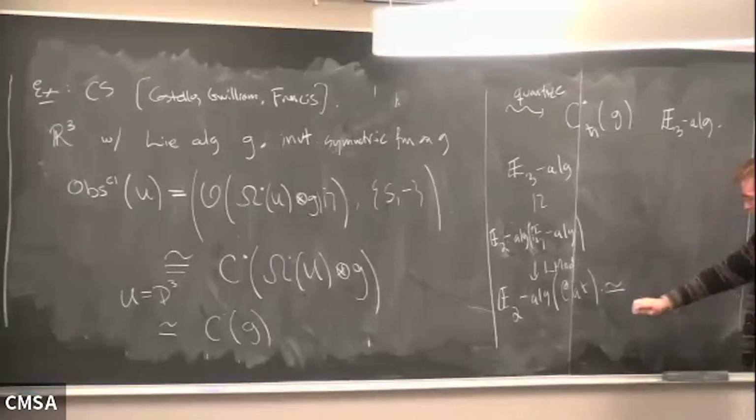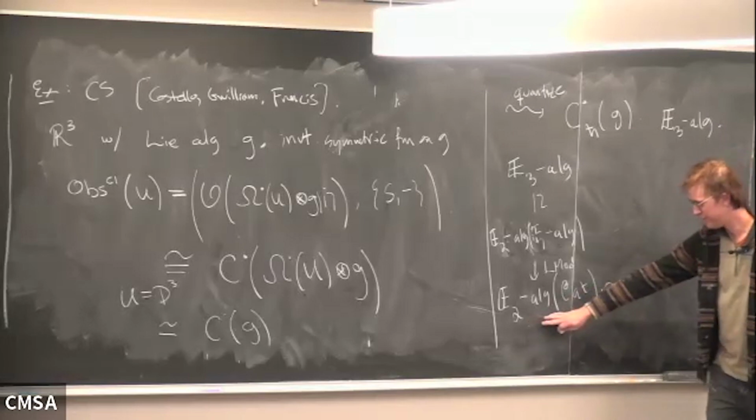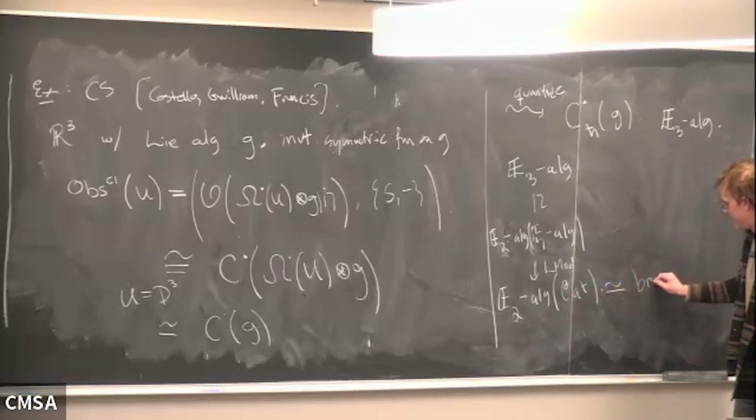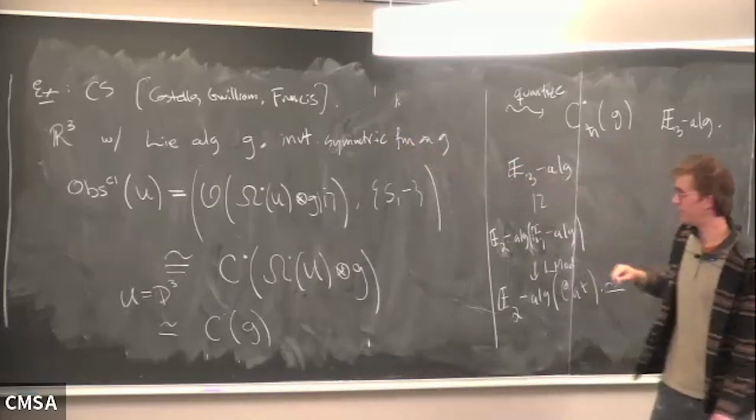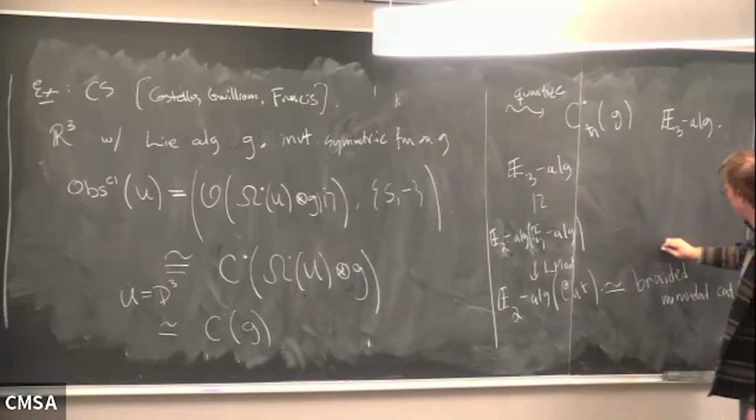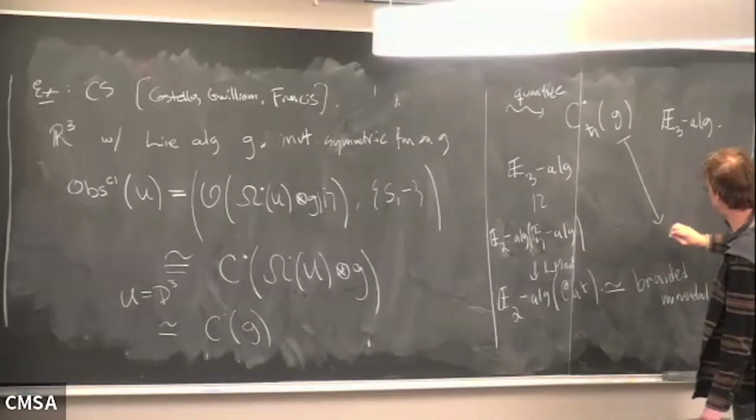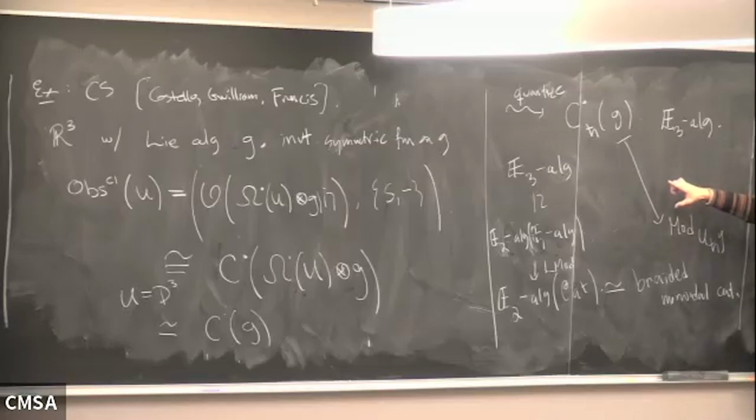There's a beautiful story here, which I don't have time to get into, but E1 algebras were really nice. They were associative algebras. E2 algebras in categories are also very nice. They're the infinity-categorical version of a braided monoidal category. And work of Costello, William, and Francis, which is ongoing, identifies this braided monoidal category with exactly modules over the quantum group. Here you see the perturbative or formal version of the quantum group. That's the only thing you should expect.